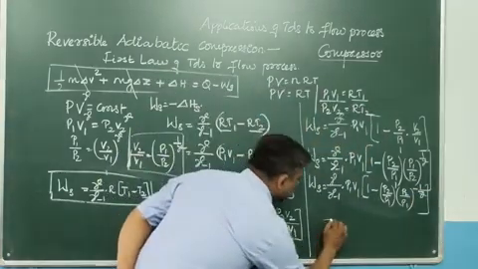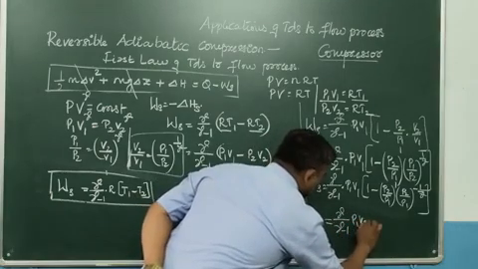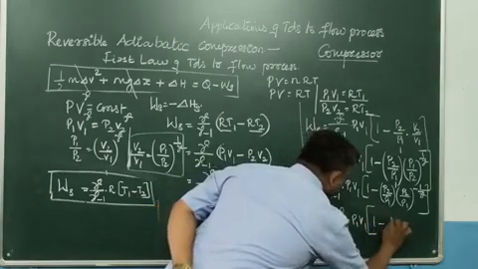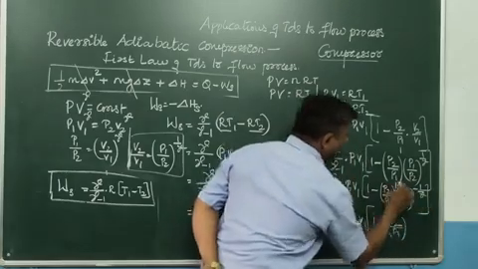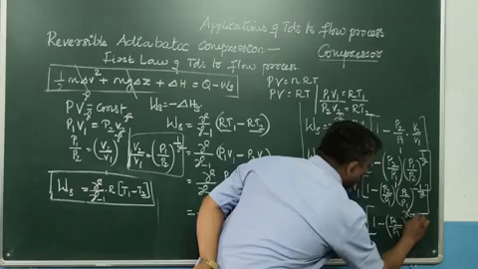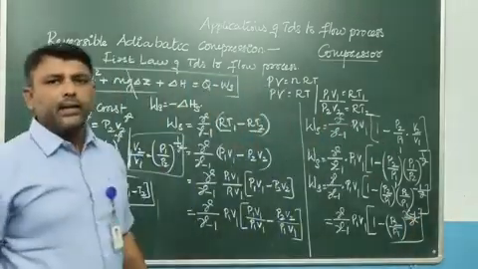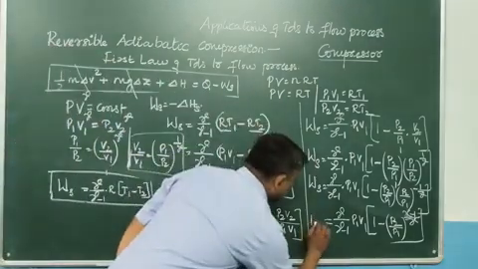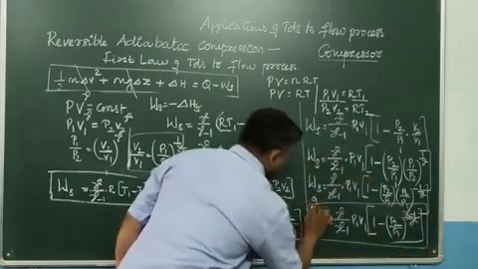So after simplification, this equation is gamma divided by gamma minus 1 P1 V1 into 1 minus P2 divided by P1 power gamma minus 1 divided by gamma. This is the second equation used to estimate the shaft work or isentropic work. Equation number 2.